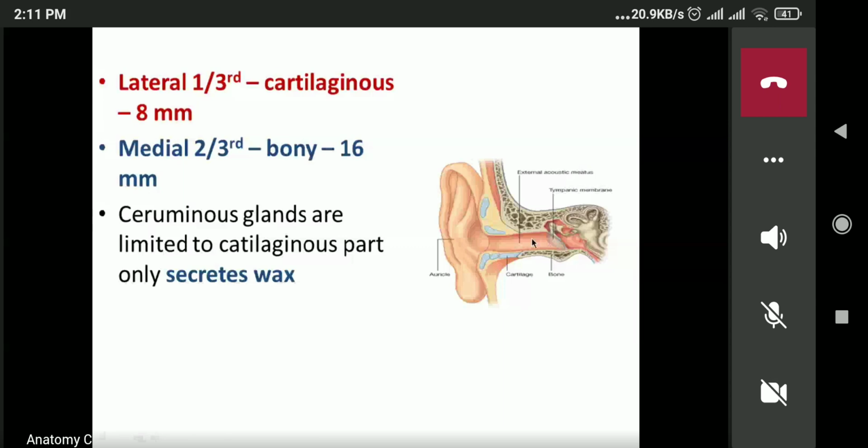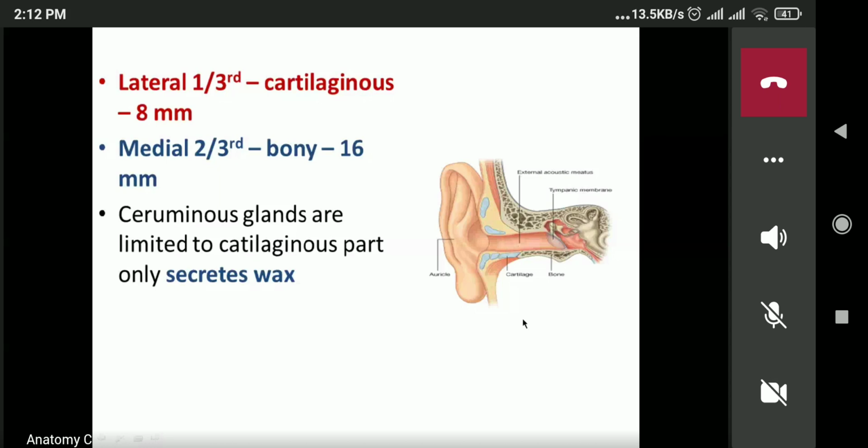Now the ceruminous glands are mainly limited to the cartilaginous part and that secretes wax. So ceruminous glands are present in the cartilaginous part of the external acoustic meatus. The lateral 1/3 is cartilaginous, the bony part is the medial part.